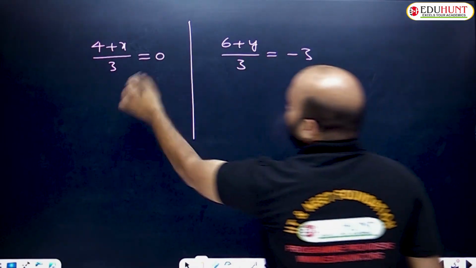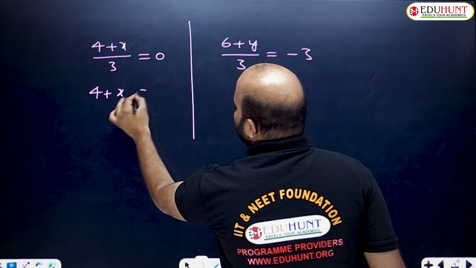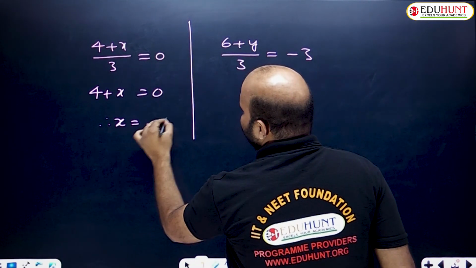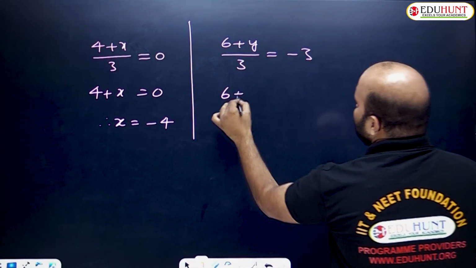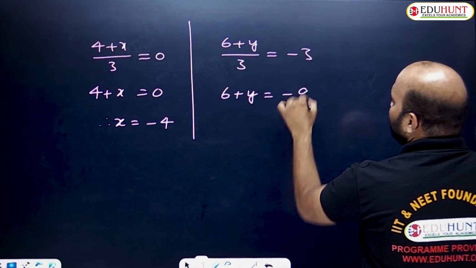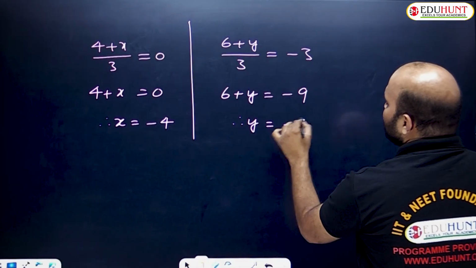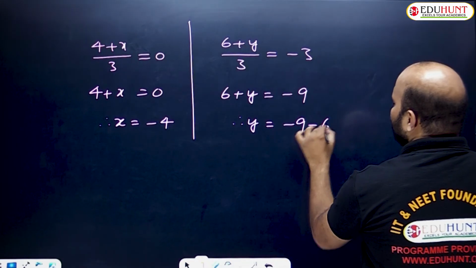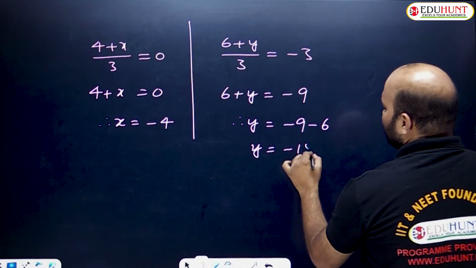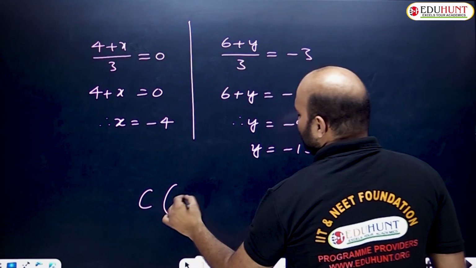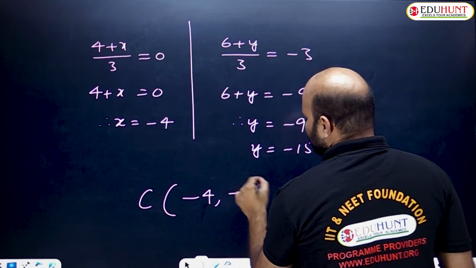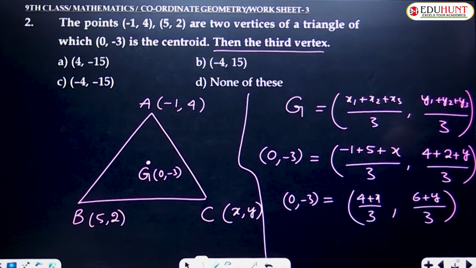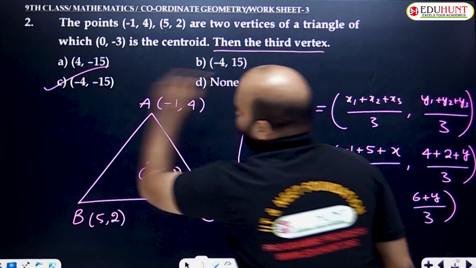Am I clear? According to cross multiplication, 4 plus x equals 0 because 3 times 0 is 0. Therefore x equals -4. Similarly, 6 plus y equals 3 into -3, which is -9. Therefore y equals -9 minus 6: the positive 6 goes to the right side and becomes negative. So what is the y value? -15. So what is the third vertex? (-4, -15). That is the C vertex. Third vertex coordinates are (-4, -15). Option C is the right answer.